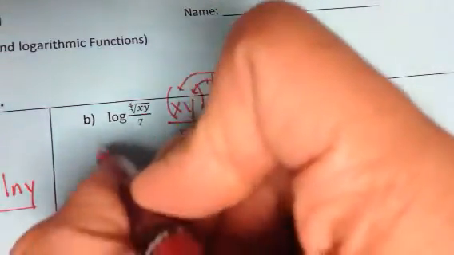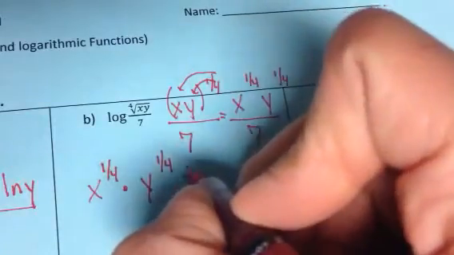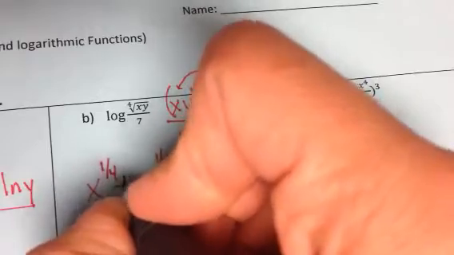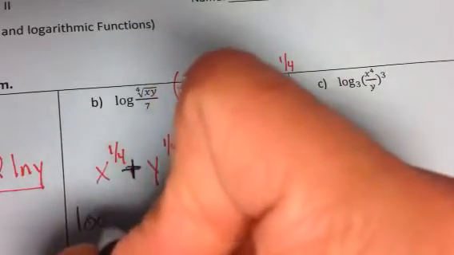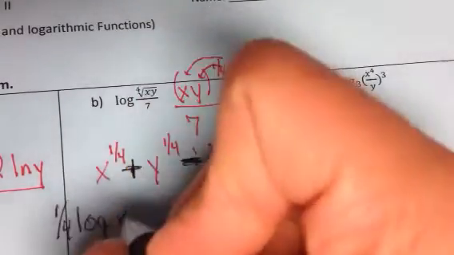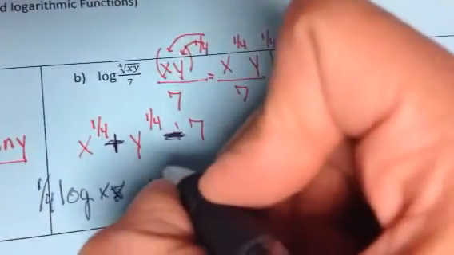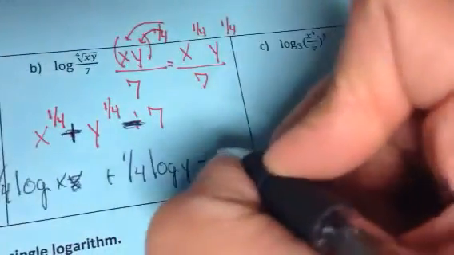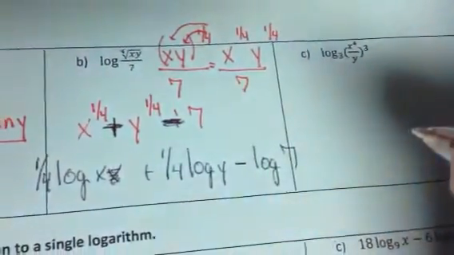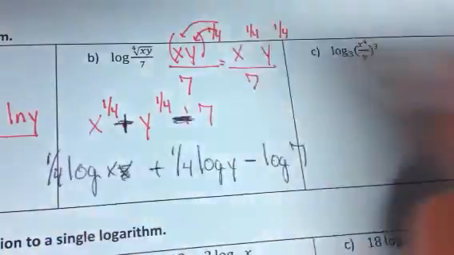So if you look at this as ignoring the log, x to the 1/4 times y to the 1/4 divided by 7, now your multiplication will turn into addition and your division will turn into subtraction. And then I'll bring that log back, and I will put the 1/4 in front of the log, plus, not 2 x's, just 1 x there. And then the 1/4 in front of the y's log, and then minus log 7. And now this one has been condensed. And again, that's just 1/4 log x, not 2 x's there.